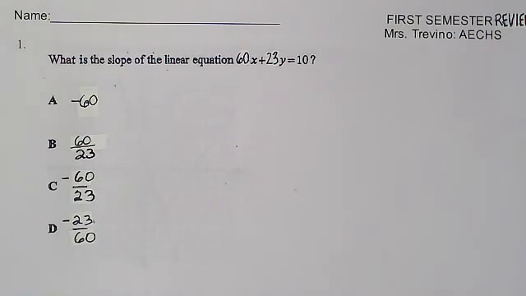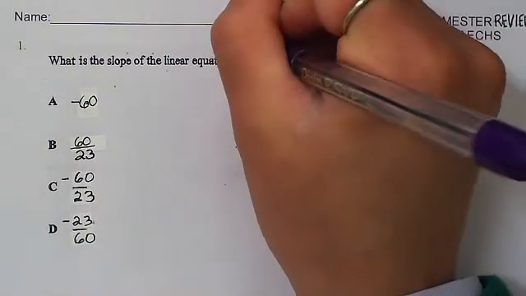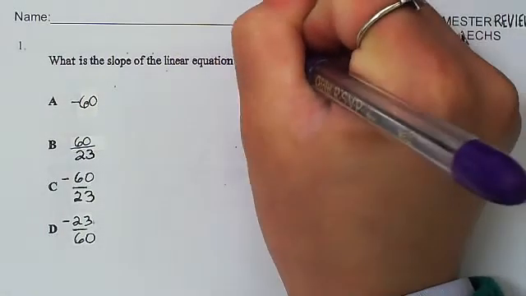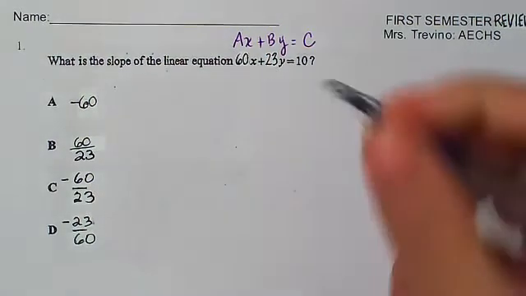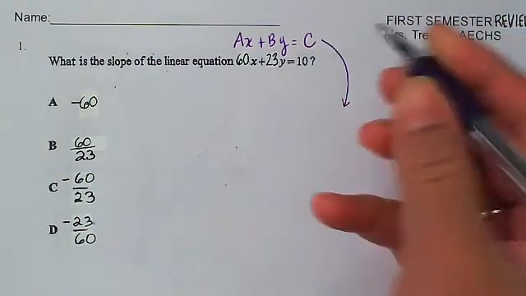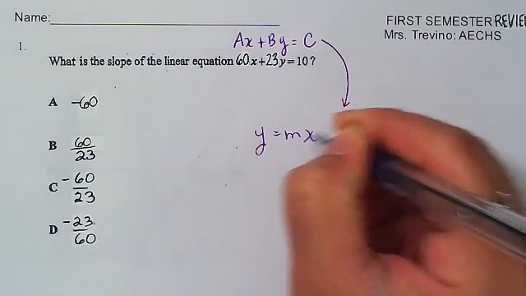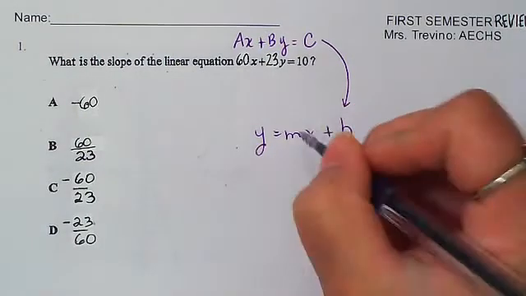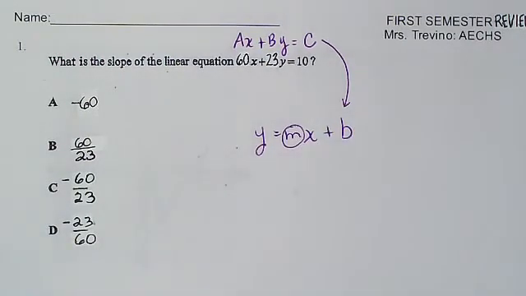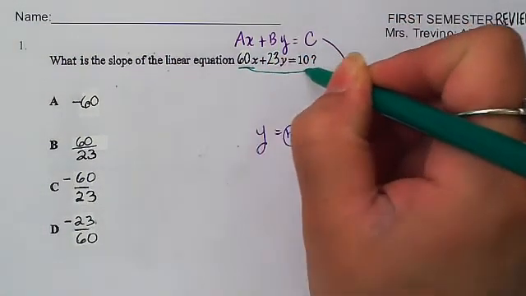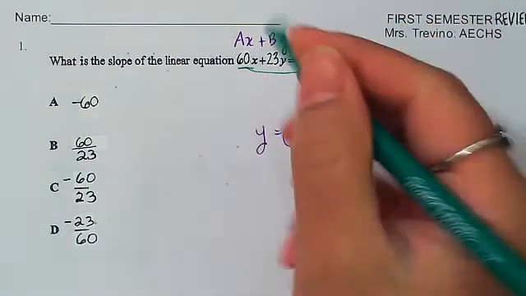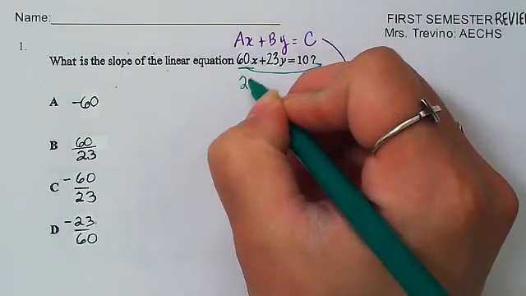Here we go. What is the slope of the linear equation 16x plus 23y equals 10? If you notice, this equation is in standard form, meaning that I don't know the slope until I put it in y equals mx plus b. I have to put it in that format in order for me to figure out what the slope is. In order to do that, you always move the number with the x, move it to the other side by doing the opposite. So he's positive, he's going to become negative.